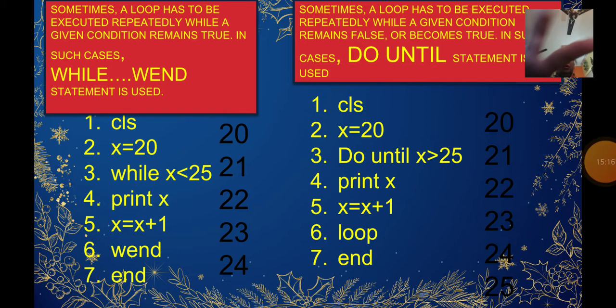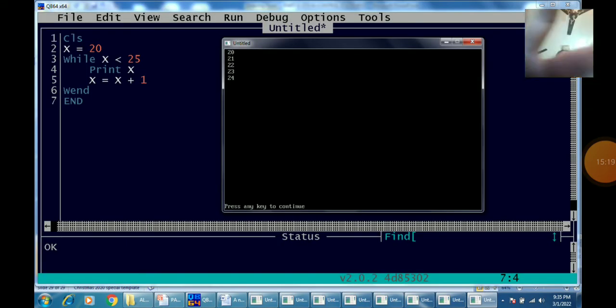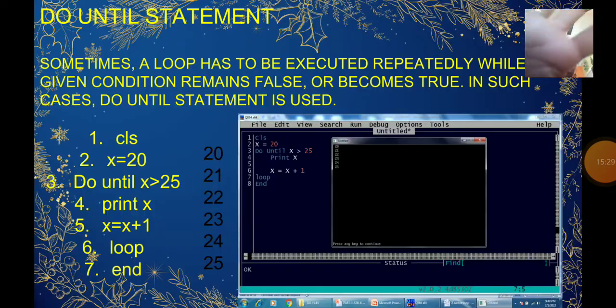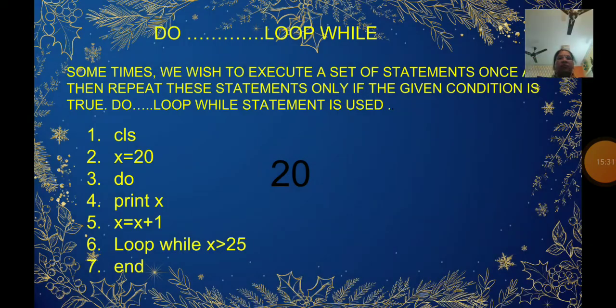Okay, now let us see one more. Here can you see the while and when statement? Then it will print, because here it is less than 25, it will print 20, 21, 23 and 24. Now we will see the do and loop while.